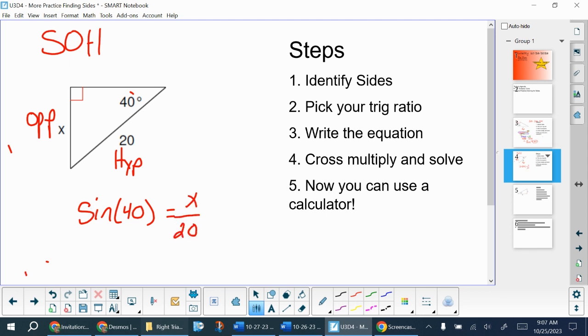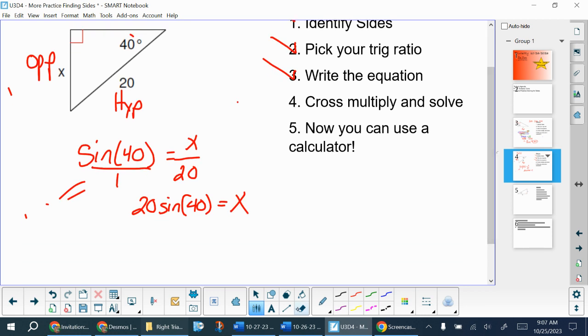So I've written my equation. Identified sides, picked my ratio, wrote the equation. Now I'm going to solve. Cross multiply. 20 times sine of 40. Remember, in algebra, we don't really write a times symbol anymore. X times 1 is just x.